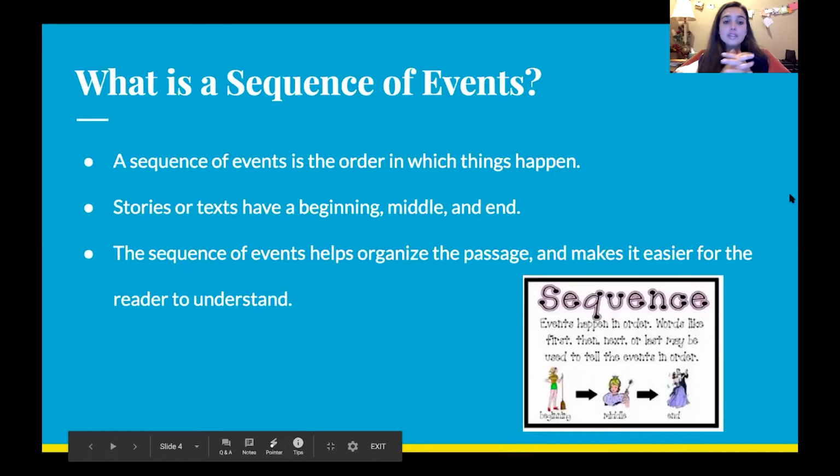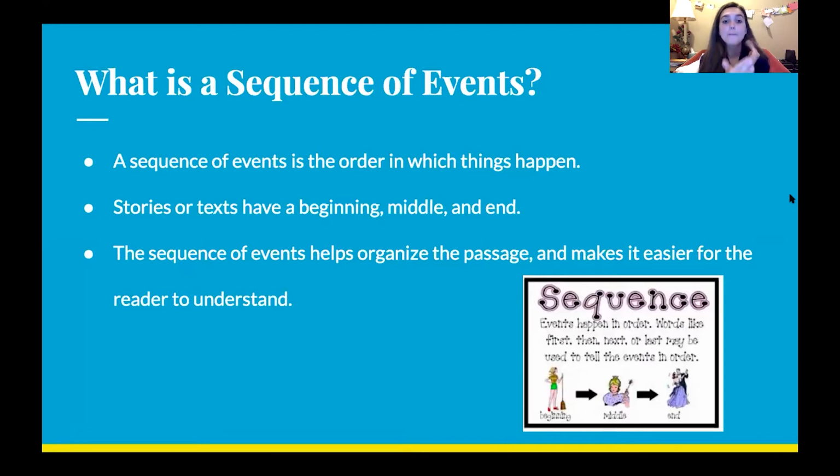So the sequence of events is the order in which things happen. So again, beginning, middle, and end. And the reason why we have this is because a sequence of events helps to organize the passage. It makes it easier for the reader to understand. So we have a little picture there on the bottom right-hand corner, and it says events happen in order. Words like first, then, next, or last may be used to tell the events in order.